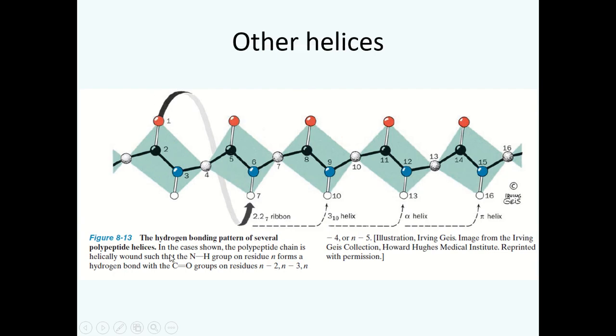Proteins contain many other different types of helices as well. If the bond formation is between the first and second amino acid, it's called a 2.2 ribbon. If it's between the first and third amino acid, that is called a 3-10 helix. If it's between the first and fourth amino acid, that is called an alpha helix. And if the hydrogen bond formation is between the first and the fifth amino acid, that is called a pi helix. Alpha helices are the most predominant type of helices found in proteins.